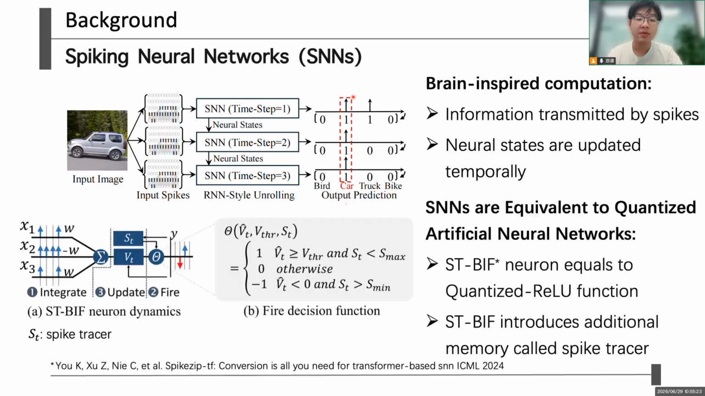Recent studies such as SpecZip show that SNNs are equivalent to quantized artificial neural networks by using a novel neural model called the ST-BF neuron. The ST-BF neuron introduces an additional memory variable called the SpecTracer, denoted as ST in this figure. And the ST-BF neuron equals to quantize the root function and supports negative spikes.